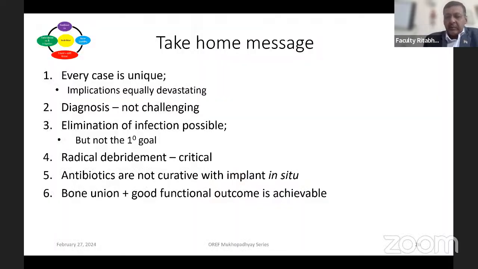Thank you. Thank you very much, Ritabh. As usual, putting things very simply and making it a very basic talk on a complicated subject. I think you've done a great job there. Thank you, sir. I'm sure there should be questions.